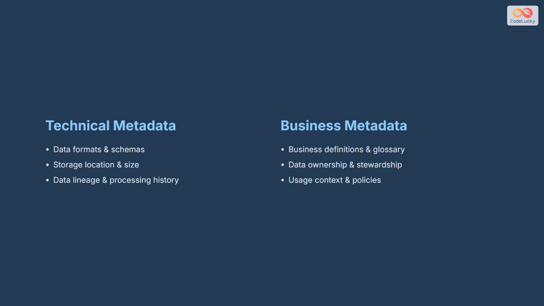There are different types of metadata. One is technical metadata, which includes data formats and schemas, storage location and size, and data lineage and processing history. The other is business metadata. It includes business definitions and glossary, data ownership and stewardship, and usage context and policies.